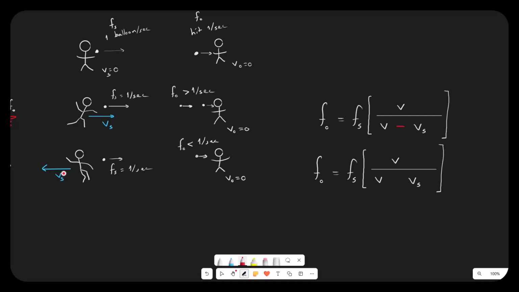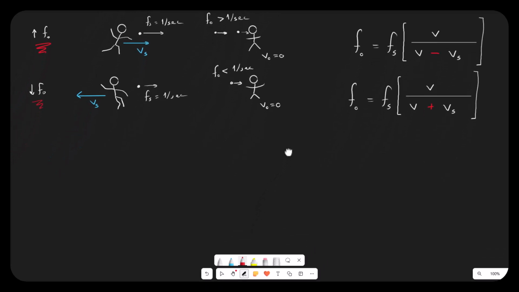Opposite here, if I want my observed frequency to be decreasing, which I can get to logically without doing any math at all, I need the bottom of my fraction to get bigger, so I'm going to throw a plus sign on there. That was with just the source moving and not the observer. Now I'll do the other part.